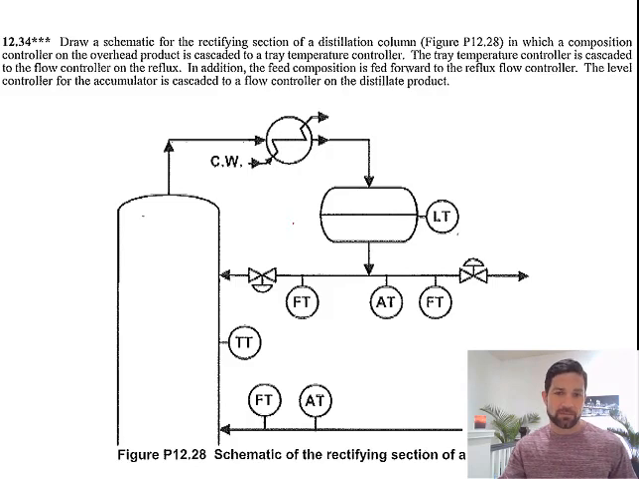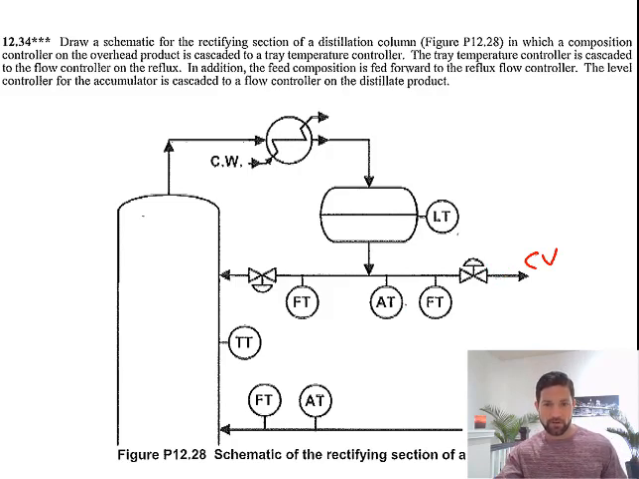Okay, let's look at this problem. This is a little bit more tricky. It is asking us to draw a schematic for the rectifying section of the distillation column, the top, in which a composition controller of the overhead product, so the composition of the overhead product is our control variable, is cascaded to the tray temperature controller.